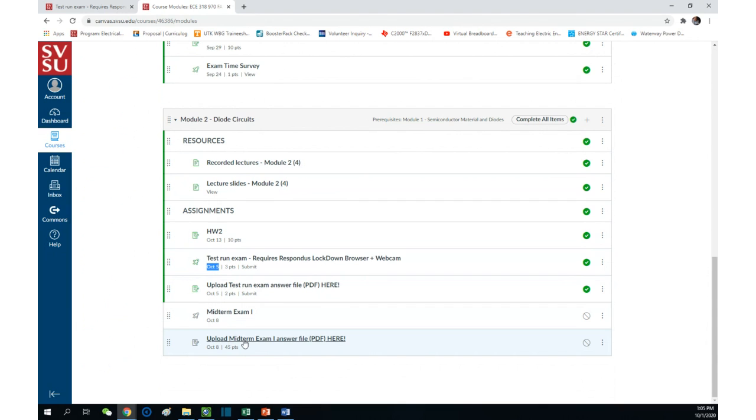This organization, if you can realize it, is actually even better than the face-to-face course organization. So use the modules all the time. I use the modules all the time.